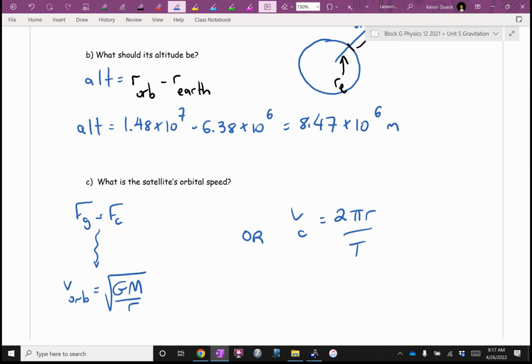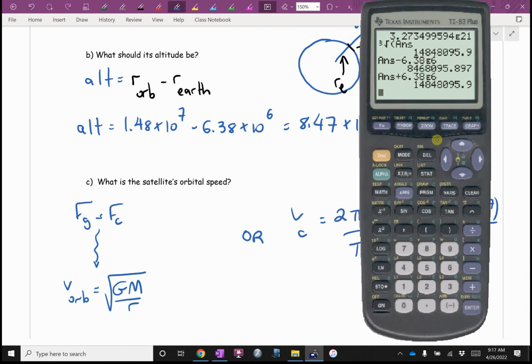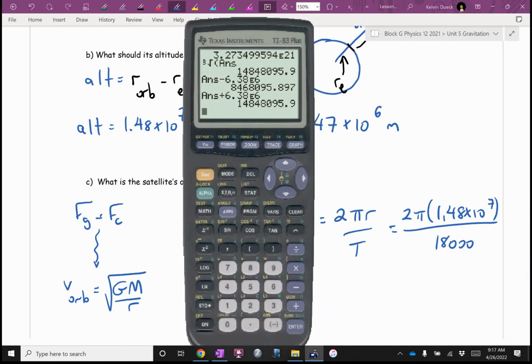No matter what, I'm having to use my answer from a radius. So I would go 2 pi, I'm going to write 1.48 times 10 to the 7th, but you know I'm using my answer button. What was the period? 18,000? I would probably choose to go with that. All of you type that version in, and I'll just let you know that 6.67 times 10 to the negative 11 times 5.98 times 10 to the 24th divided by answer button.